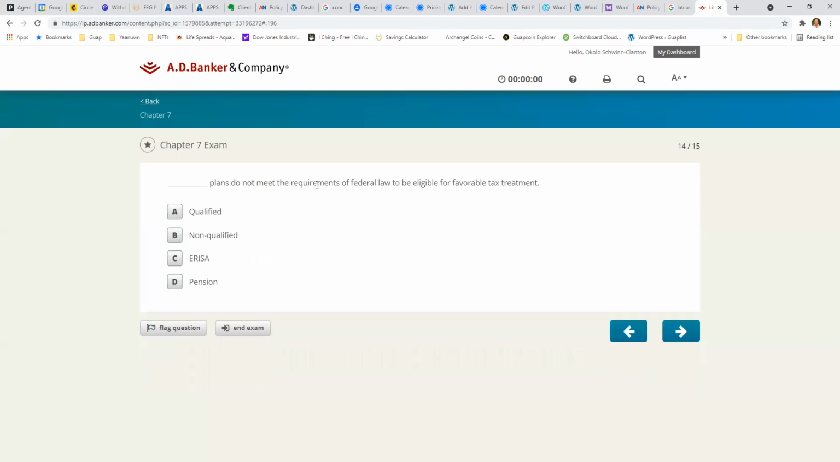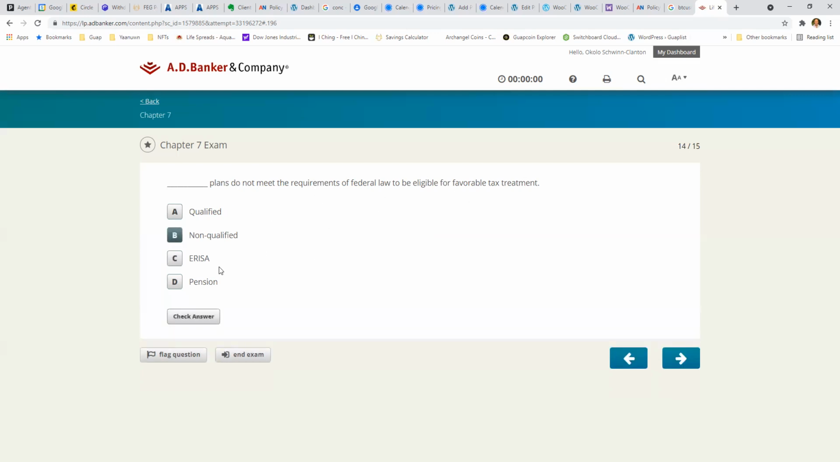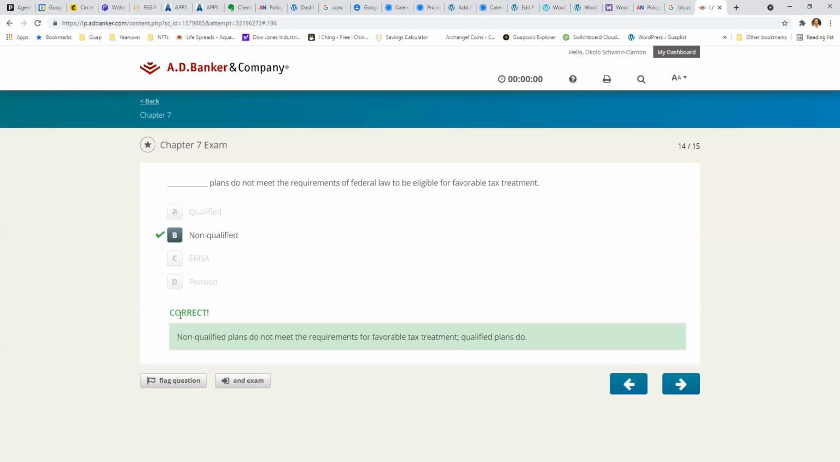Plans do not meet the requirements of federal law to be eligible for favorable tax treatment. So qualified plans, we know, do meet the requirements. Non-qualified plans are not qualified, so that means they do not meet the requirements. ERISA does meet the requirements. Pension does meet the requirements. So the only answer that does not meet the requirements would be non-qualified.